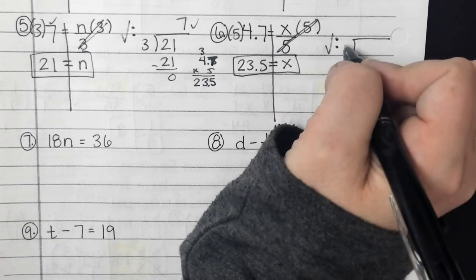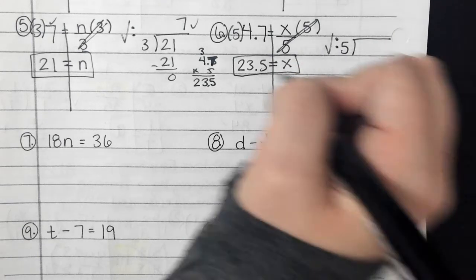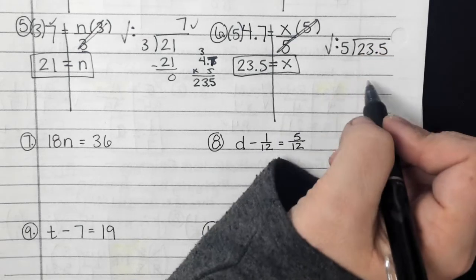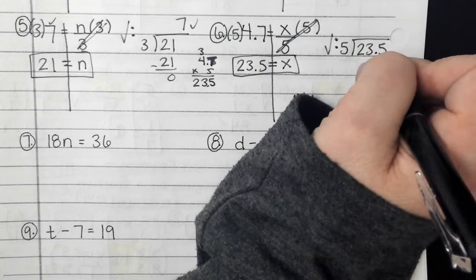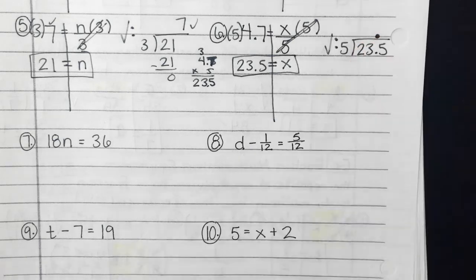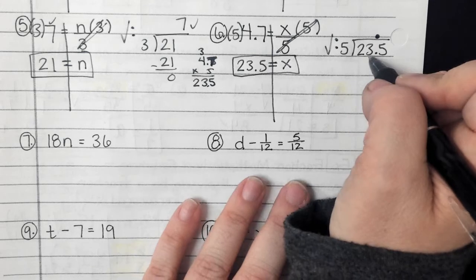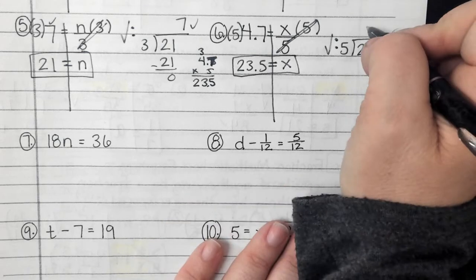So 5 is the denominator, 5 goes out the door. I'm going to put 23.5 in the house. Make sure you raise your decimal to the roof. Can 5 go into 2? No. Can 5 go into 23? Yes. How many times? 4 times.